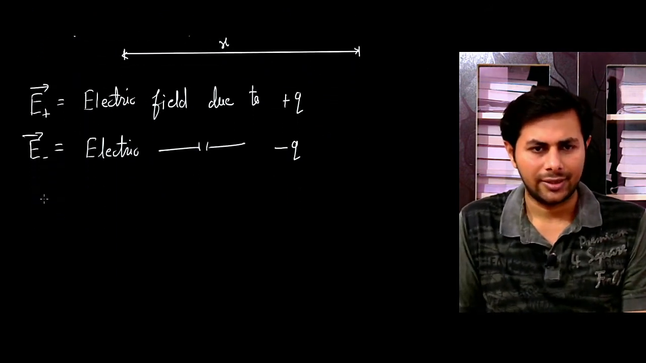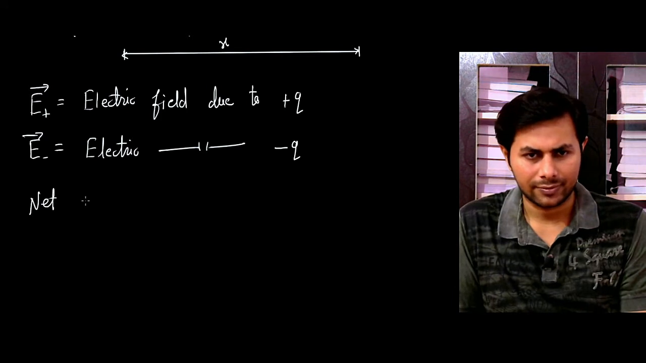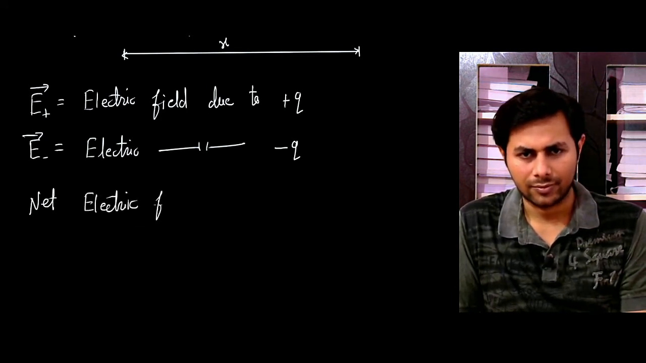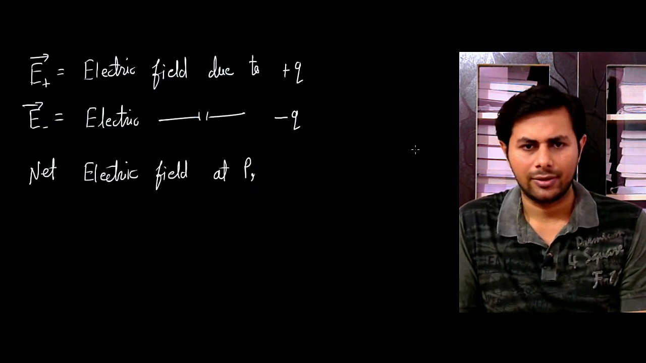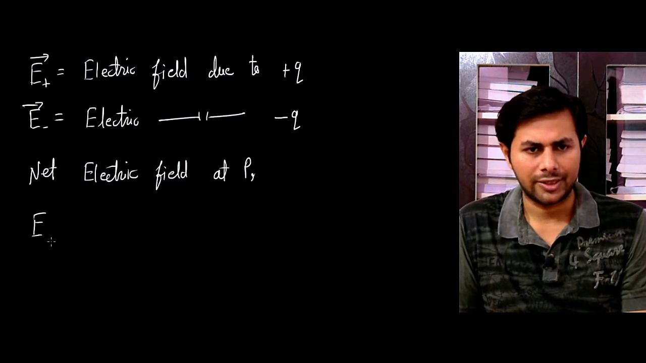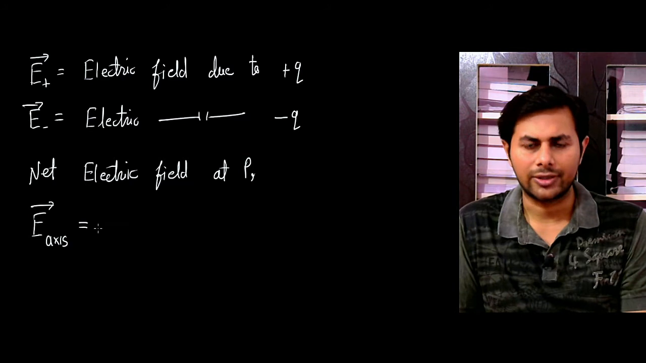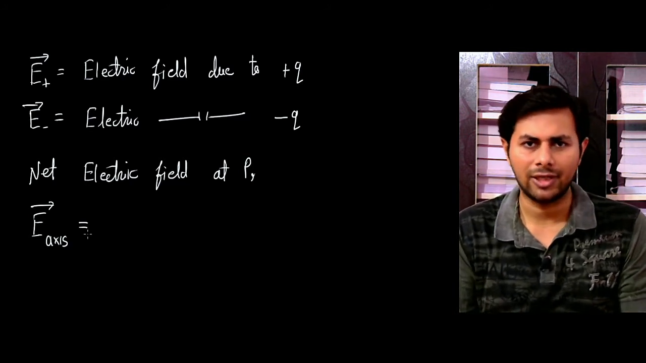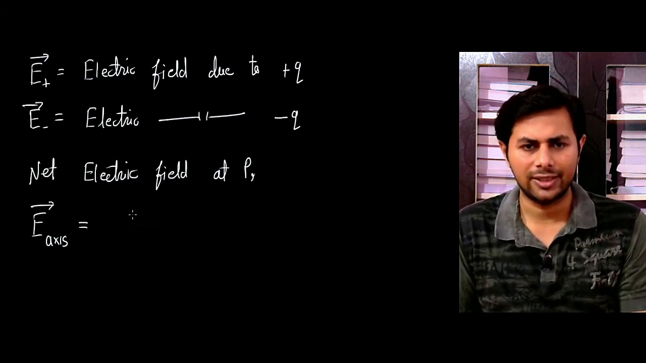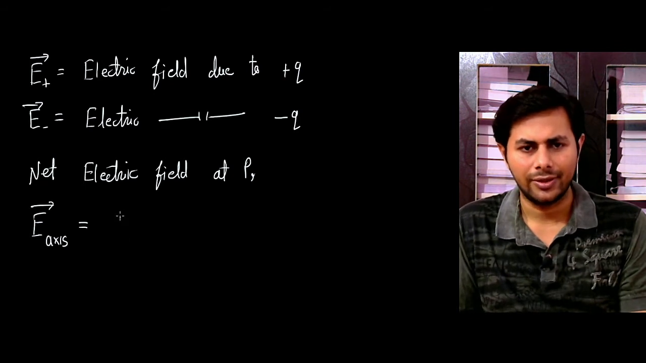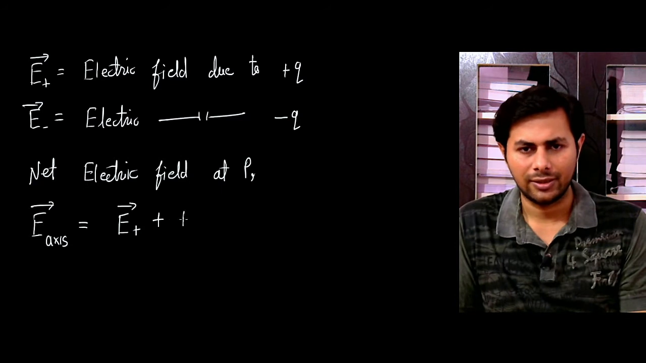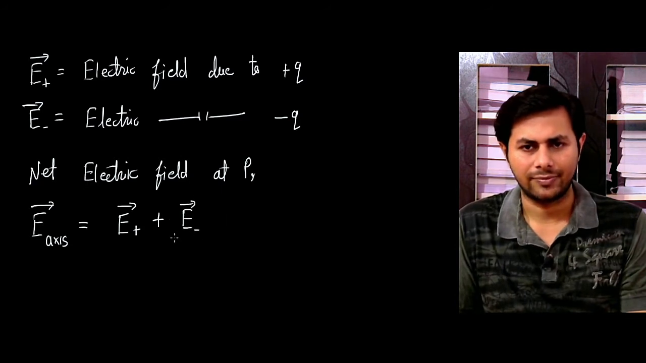So let's write the net electric field at P, let's call it E axis, because it is the electric field at an axial point. So E axis bar is equal to E plus bar plus E minus bar.